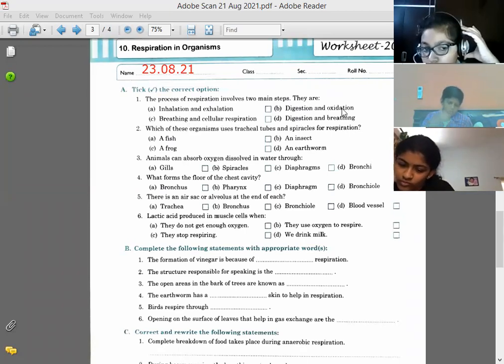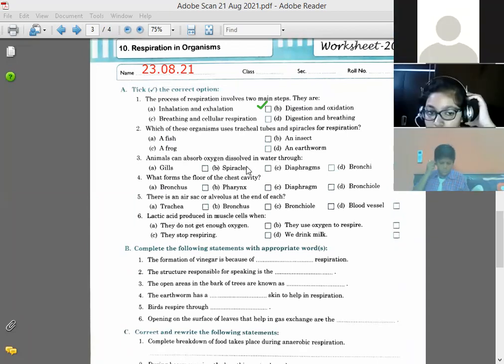Yes, Kavya. Digestion, oxidation. Yes, inhalation and exhalation. These are the two steps involved in the process of respiration. Next, which organism uses tracheal tubes and spiracles? So you have to tell. Yes, Anya Jain. Ma'am, an earthworm. No, beta. Nishchay Jain. Yes, ma'am. Ma'am, an insect. Yes, it is an insect.